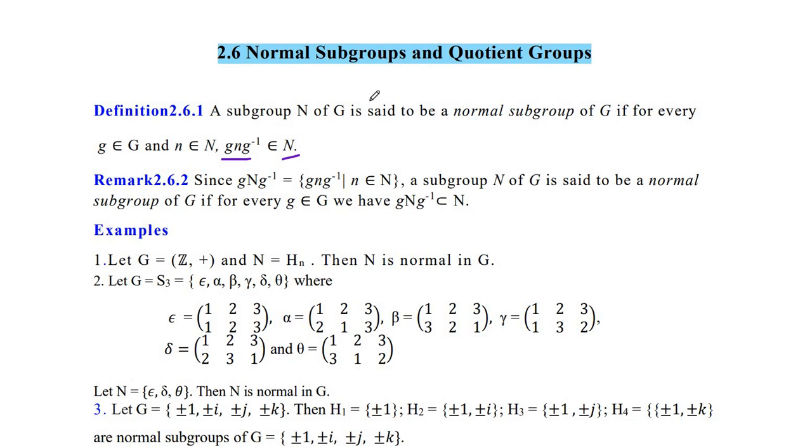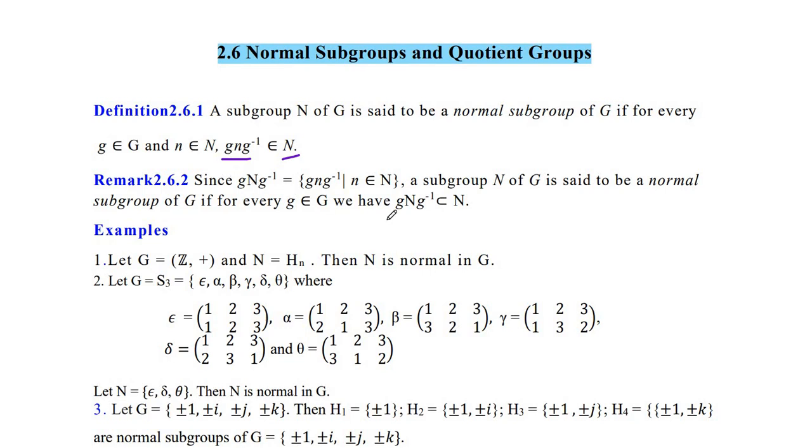In this video, we are going to have the definition of normal subgroups and quotient groups, and examples for normal subgroups also. First, we have the definition. A subgroup N of a group G is said to be a normal subgroup of G if for every g in G, n in N, gng⁻¹ belongs to N. This g should be from capital G and n should be from capital N, and this must hold for all g in G and n in N.